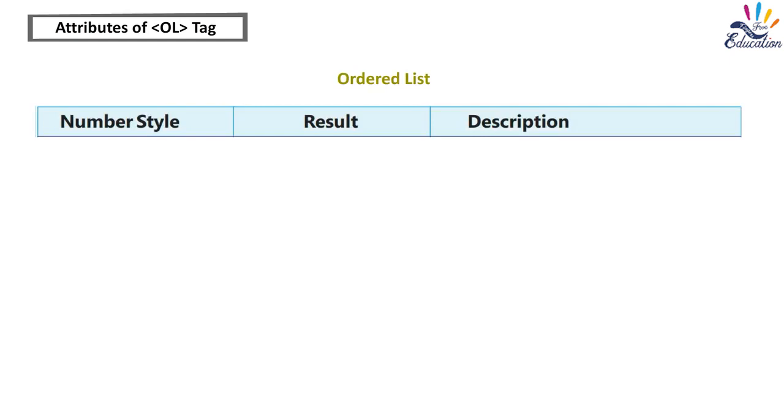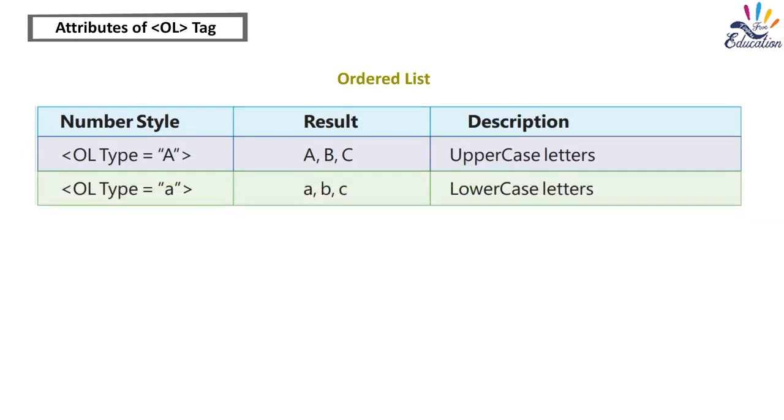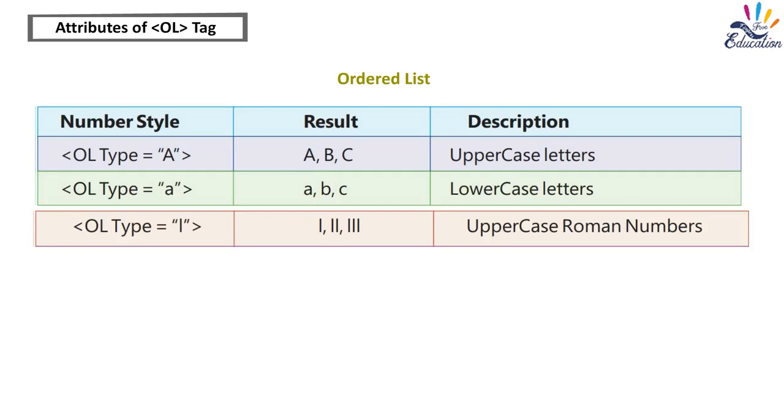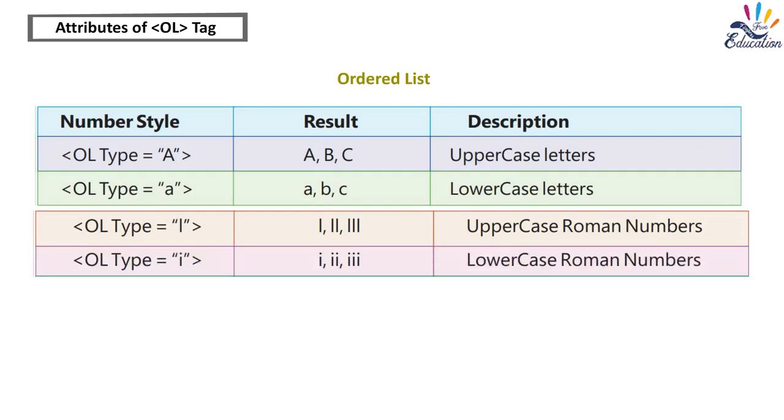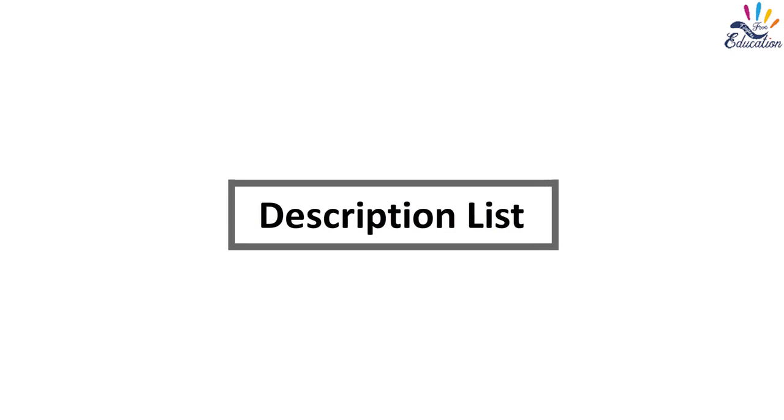Ordered list number style, result, description. OL type equal to A: A, B, C, uppercase letters. OL type equal to small a: a, b, c, lowercase letters. OL type equal to capital I: I, II, III, uppercase Roman numbers. OL type equal to small i: i, ii, iii, lowercase Roman numbers. OL type equal to 1: 1, 2, 3, sequence of numbers, default.